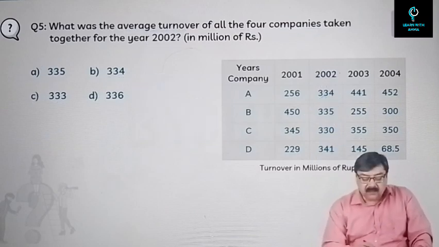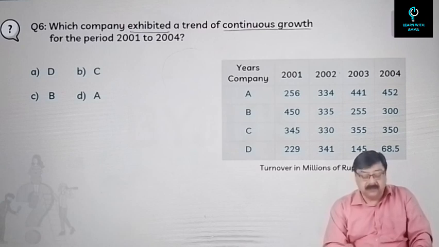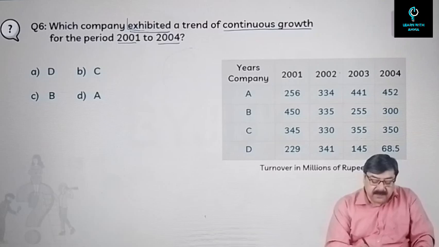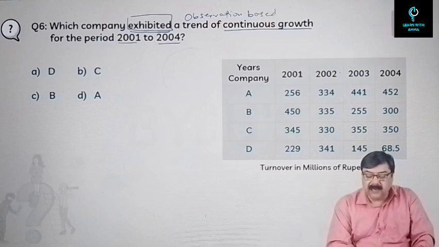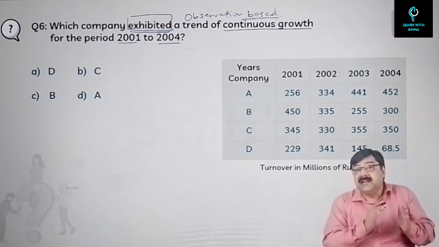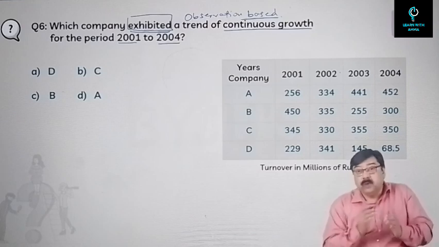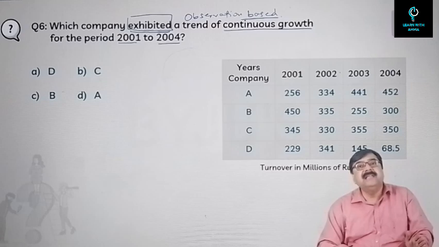the answer. Now, which company exhibited a trend of continuous growth for the period 2001 to 2004? So, exhibited means that this has to be an observation-based question wherein you don't have to perform any calculation. You just need to observe the trend, whether it is continuously increasing, which would mean that there is a continuous growth. So, figures should be in ascending order.